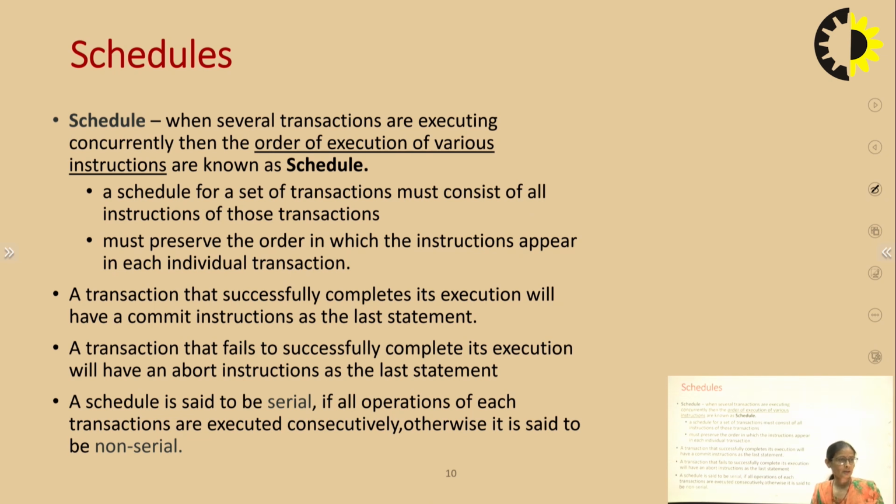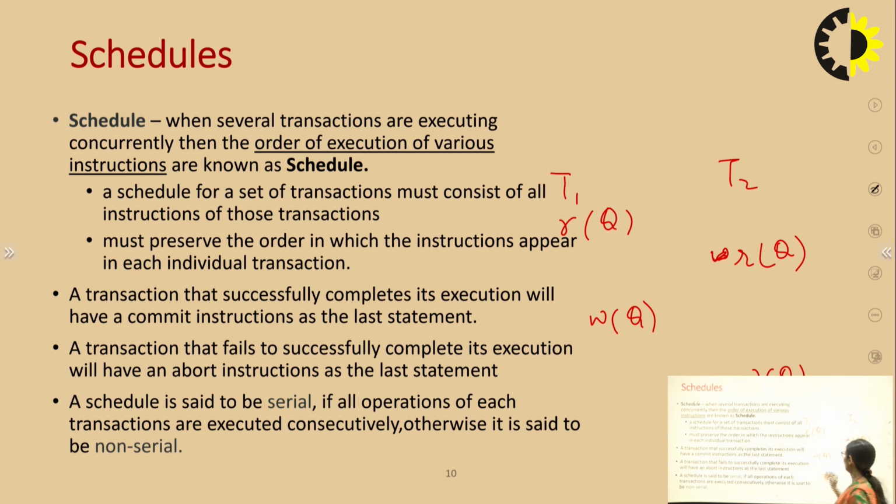A schedule is said to be serial if all the operations of a transaction are executed consecutively. Otherwise, it is said to be non-serial. For instance, we have T1 with an operation like this, read Q. Then I have T2, again with read Q. Then I have W(Q), and then another W(Q). Now this is non-serial, because the operations are interleaved like this. If we have this order, then we say the schedule is serial.